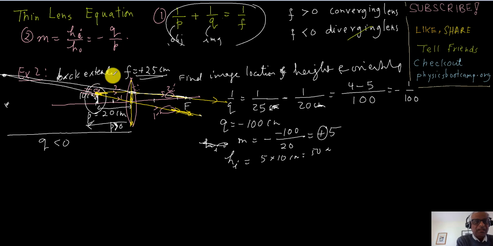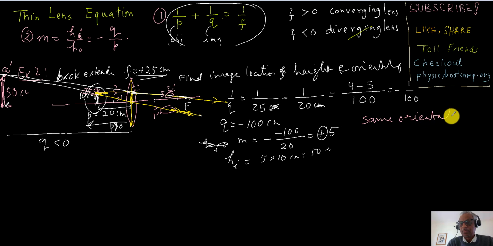So if this is A, this will be the image of that point, A prime, and this will be from this 50 centimeters. So this has the same orientation as that. So same vertical orientation as the object.